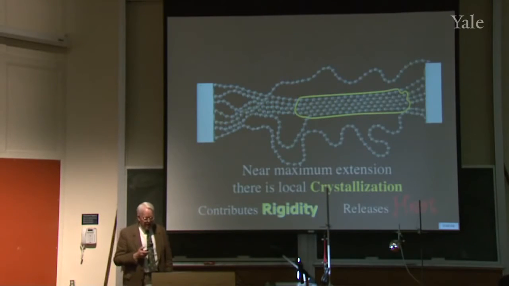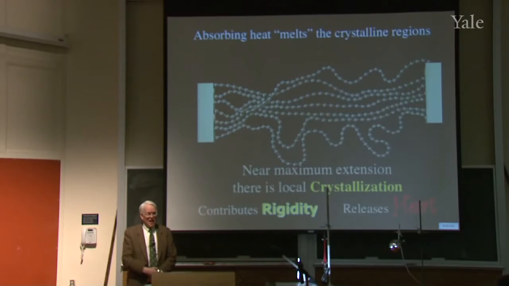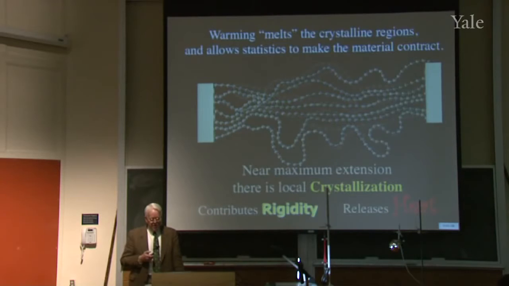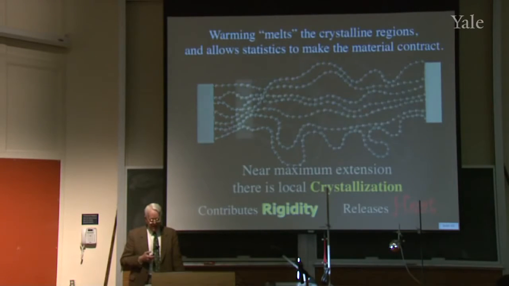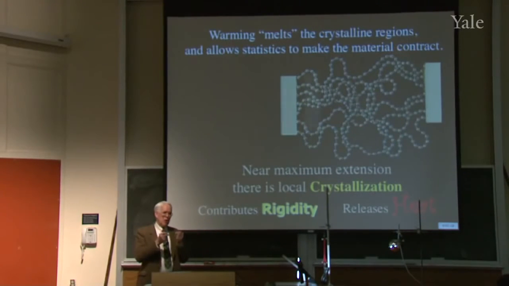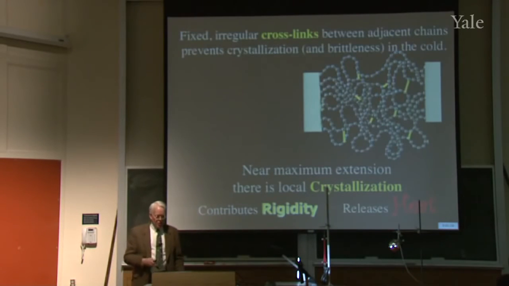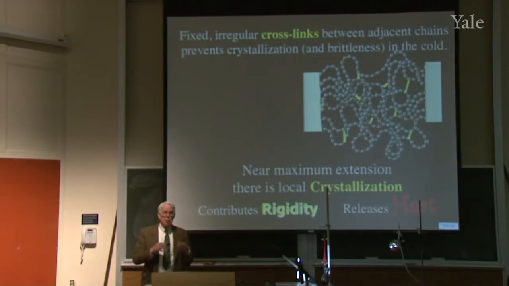On the other hand, if you put heat in, it will melt these crystals, and entropy will cause it to contract. That will allow statistics to make the material contract like this, and you'll go backwards. So it's actually entropy that brings rubber back to its original shape. Okay, so fixed irregular cross links between adjacent chains prevents crystallization. So it doesn't become brittle when it's cold because it doesn't crystallize.